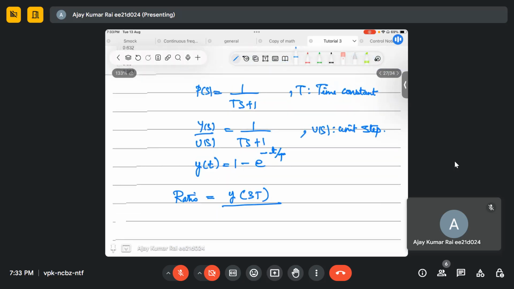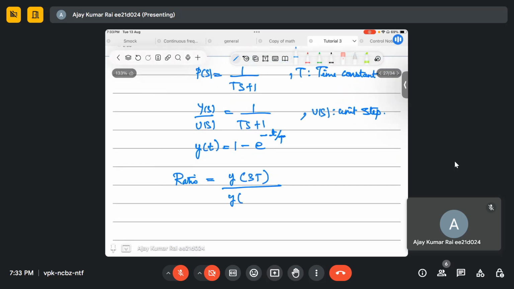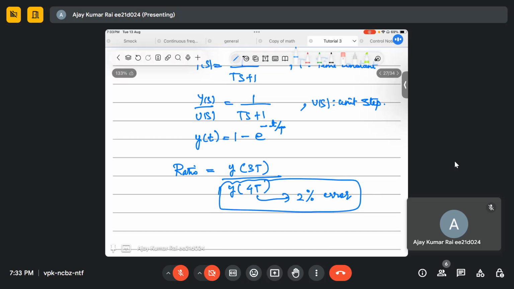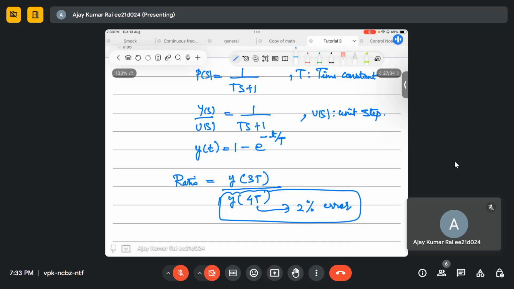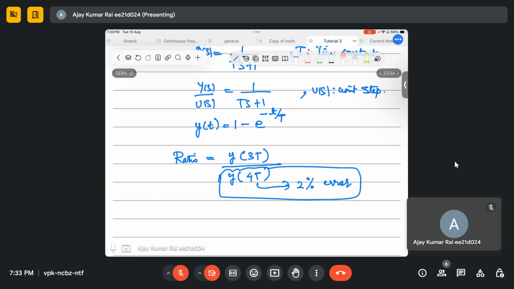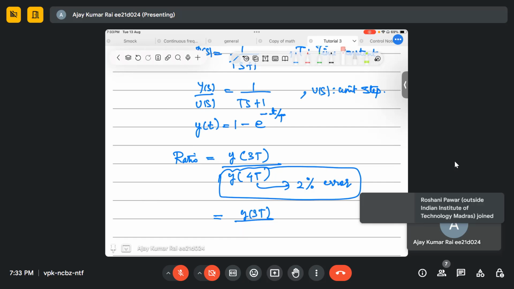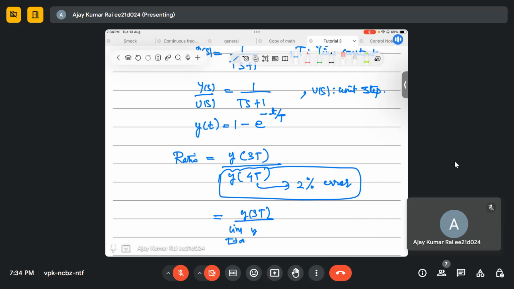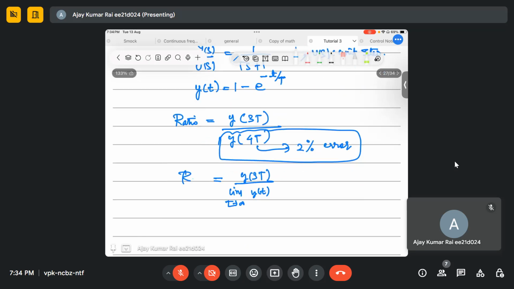Here, what will the final asymptotic value be? You'll get it at 4 tau, right? This is with respect to 2% error, so this is practical. But in theory, what will be the final output? Asymptotically it will reach 1, right? To be very specific, write down t tends to infinity. We have to find out this ratio.